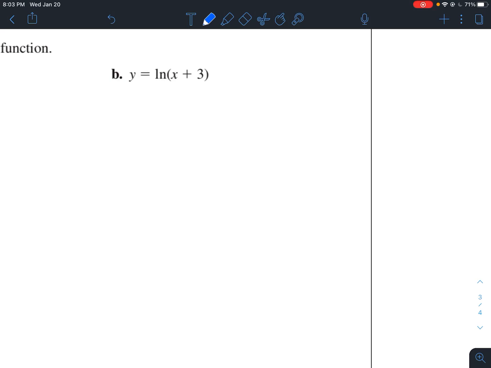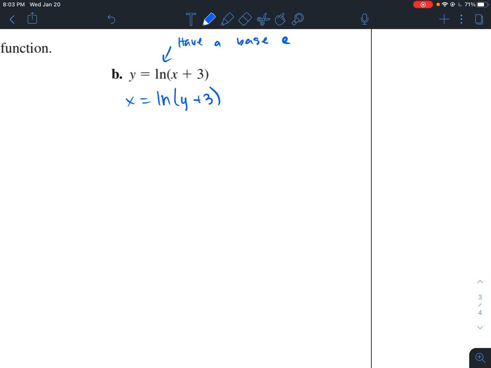Alright, now let's go to b. Following the same process, here we already have y is equal to a function of x. So let's swap their locations. So x is equal to the natural log of y plus 3. Remember that natural logs have a base e, not 10.